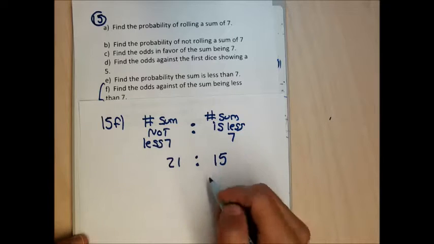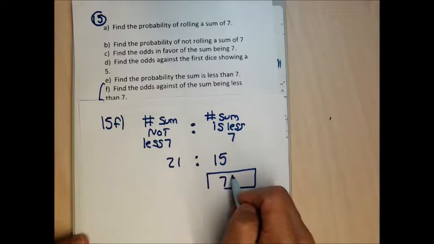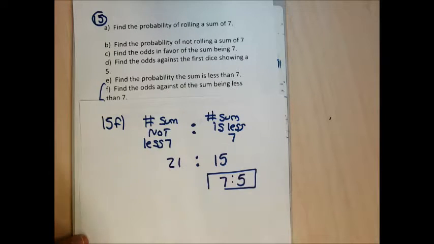Now I'm going to divide these by 3. 21 divided by 3 is 7. 15 divided by 3 is 5. The odds against the sum being less than 7 is 7 to 5. On to part G.